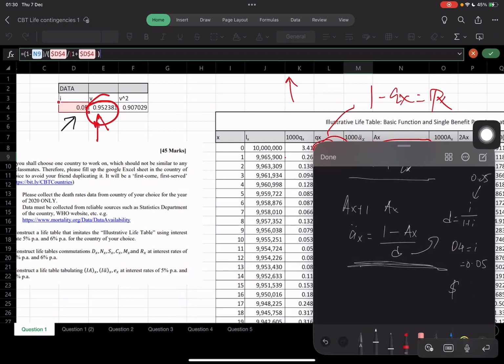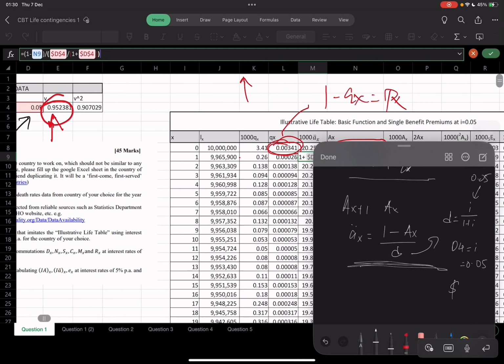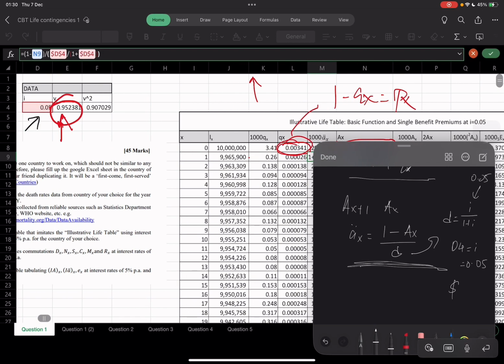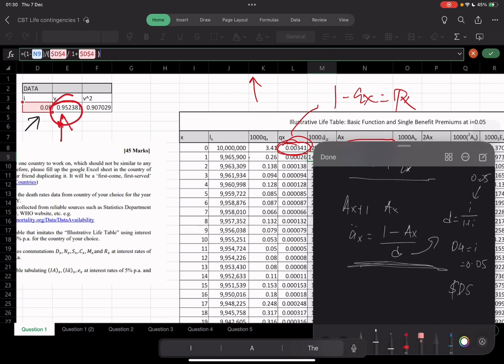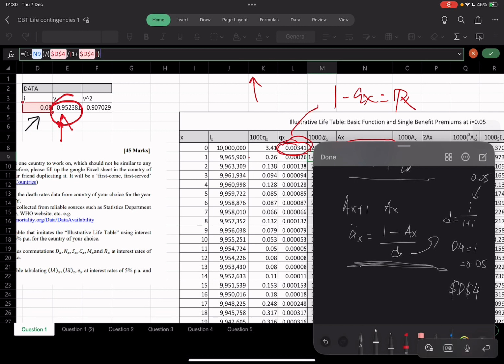We use the dollar sign to lock the cell. So when we drag down, we always refer back to the D4. Lock column, lock row.